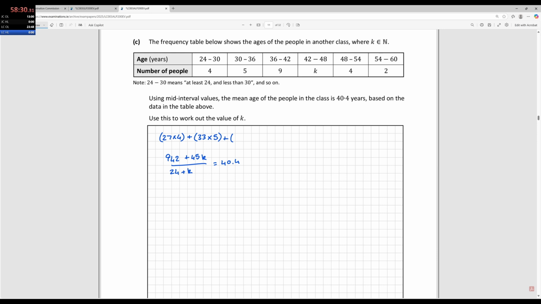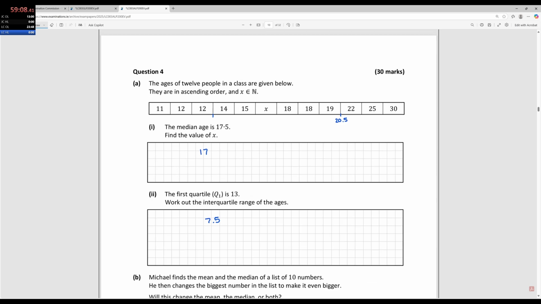Oh, that is a decimal, which I knew that, I just don't want it to be. So it'd be 942 plus 45k is equal to 969.6 plus 40.4k. We bring that over, so it would be that minus 942. And then we would divide that by 4.6, and we get 6. K is equal to 6. Okay, that's a nice number.